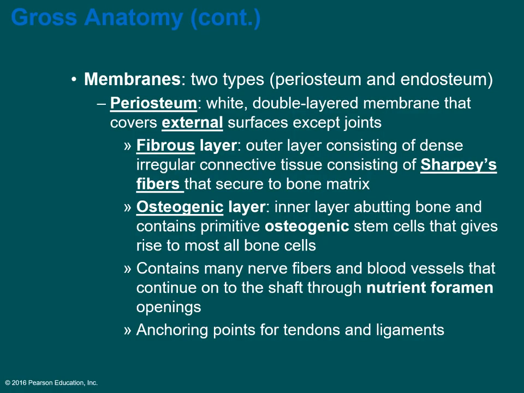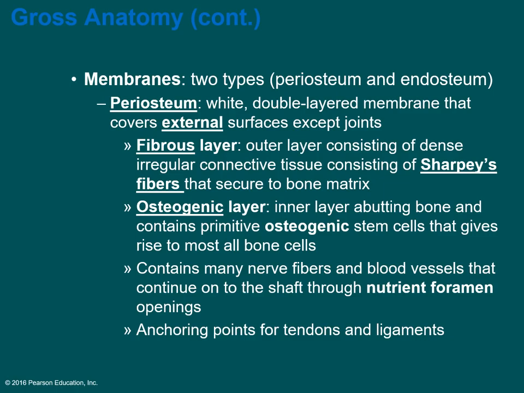So the membranes, the periosteum, it covers the external surface. There's a fibrous layer, that's the outer layer. It's very dense, irregular connective tissue. It contains what are known as Sharpey's fibers, that help to hold it to the bone itself, to that bone matrix.